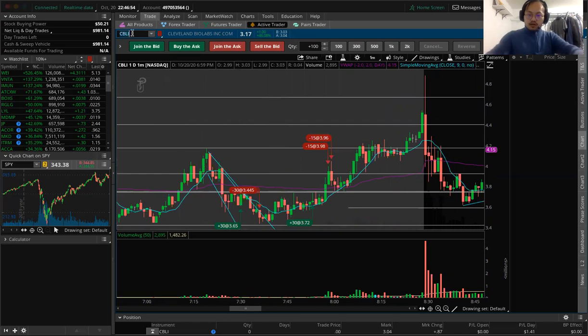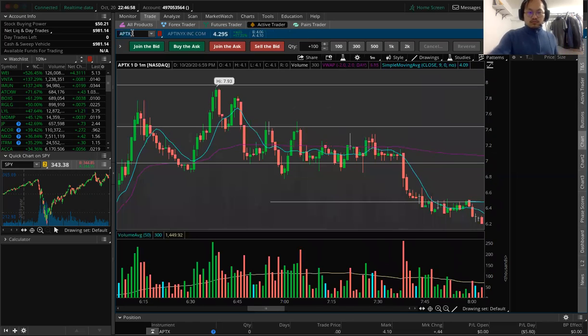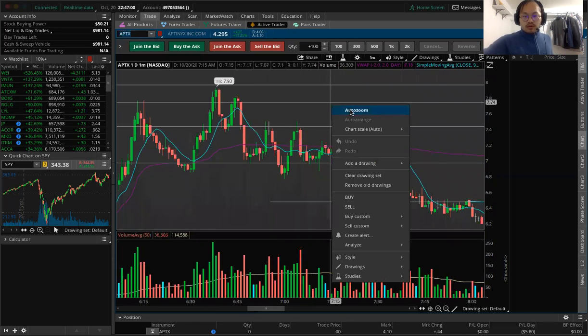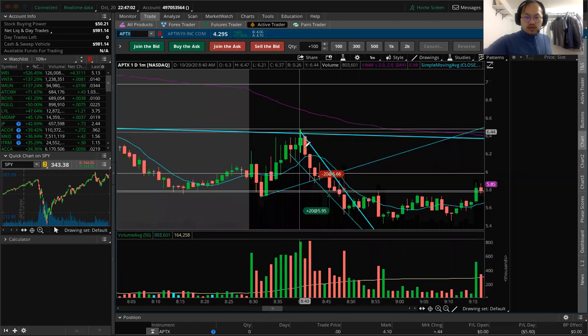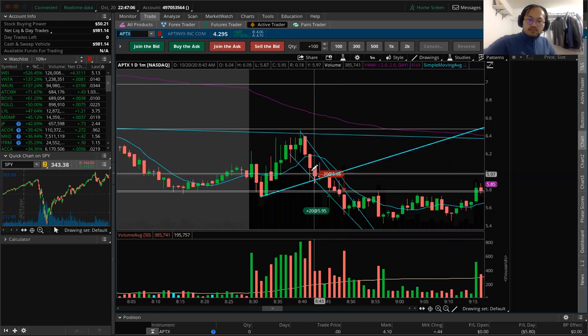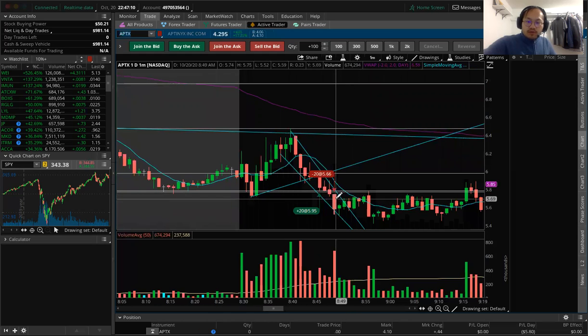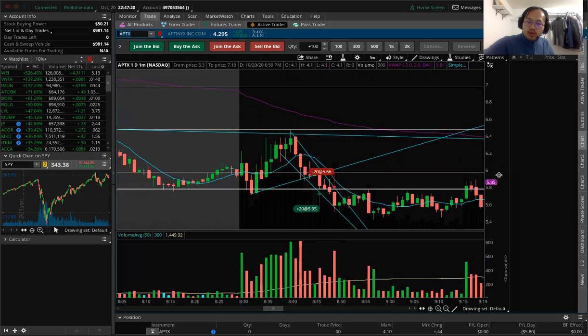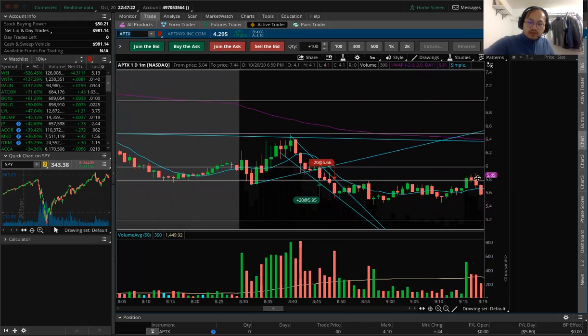My third trade, the last thing I traded, was APTX. Once again, I should have drawn the trend line before I actually entered. And yeah, I drew it afterward. My risk was around 75, 70, 75. I took a bigger loss than I wanted to.